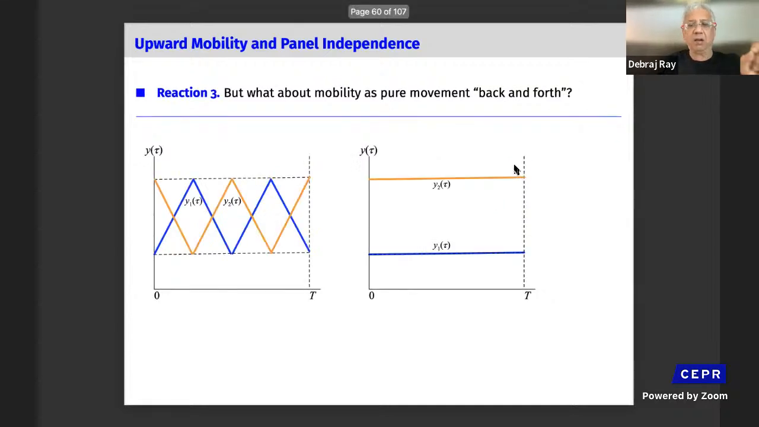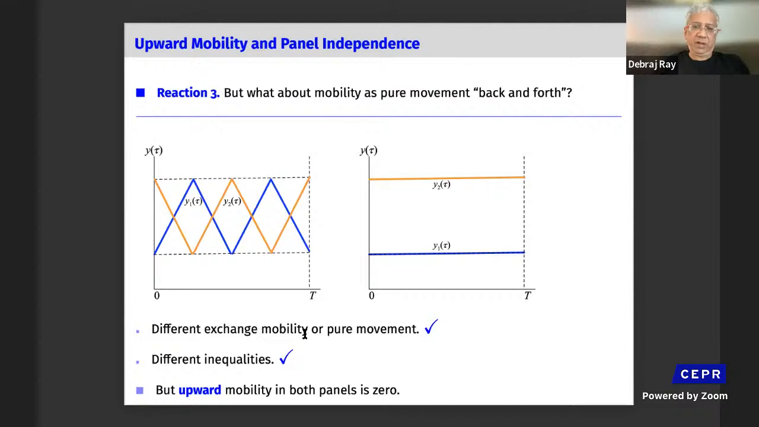Let me make that even starker. Here's a starker example where the orange guy is bouncing up and down, and the blue guy is bouncing up and down. And you compare this with the case where neither of them moves at all. For these two things, of course, mobility is different, but upward mobility is not different. They have different exchange mobility or pure movement. They certainly have different inequalities, because on the whole here, the blue guy and the orange guy are getting similar incomes over the long haul. So they are more equal than here, and here they are unequal.